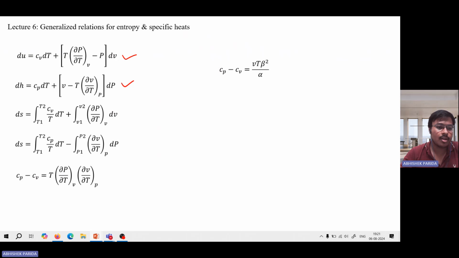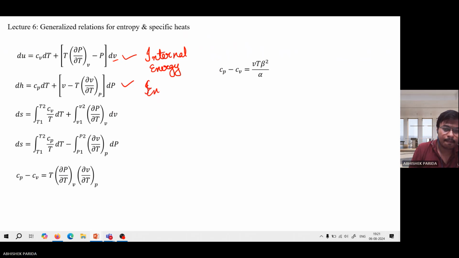Based on that, try to remember these two formulas, in which we are interconnecting the internal energy with the measurable properties like temperature, pressure, and specific volume. Similarly, here the enthalpy is also connected with the specific volume, temperature, and pressure.